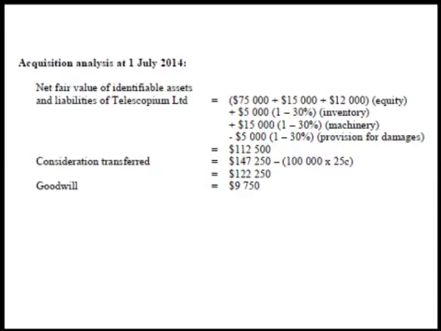So the acquisition analysis will look like this. It is done on the acquisition date, the 1st of July 2014. We first of all calculate the net fair value of the identifiable assets and liabilities of the subsidiary. So starting with our equity, we saw that the inventory and the machinery had to be revalued to their fair value, and there was an unrecorded liability with a fair value of $5,000.